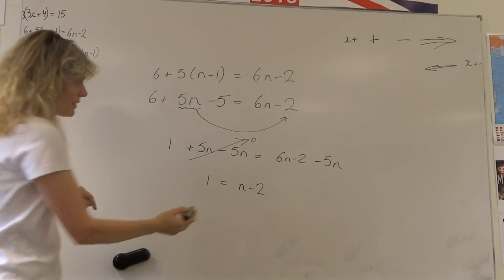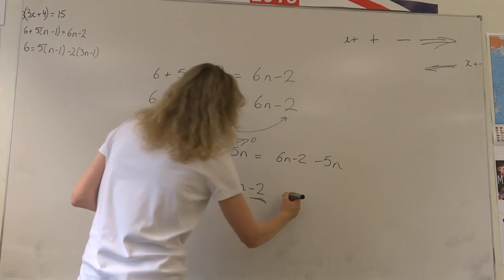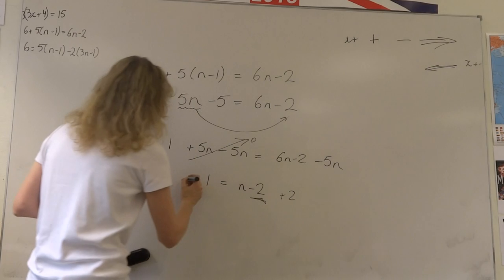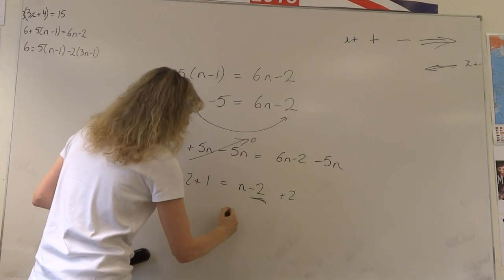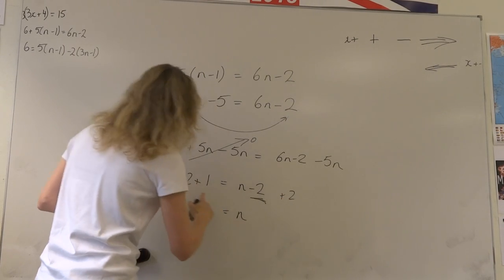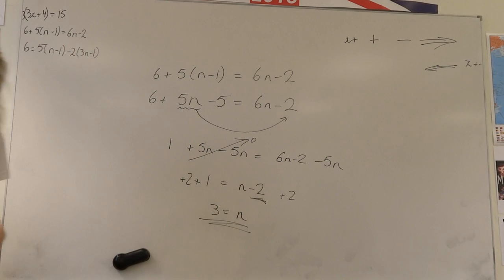I'm not quite ready because I've still got a little number here that I want to get rid of. I get rid of that by adding 2 to both sides of my equation. My 2 minus 2 will give me 0. I'll get n. 2 plus 1 is 3. n equals 3 or 3 equals n. It doesn't matter which side n is on.